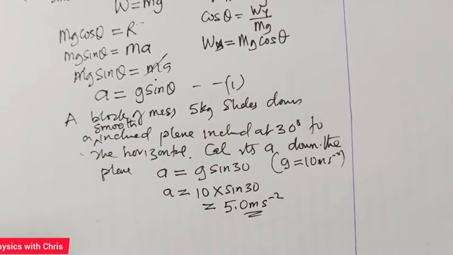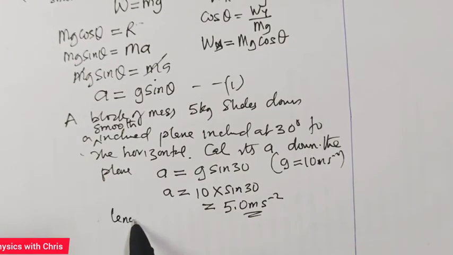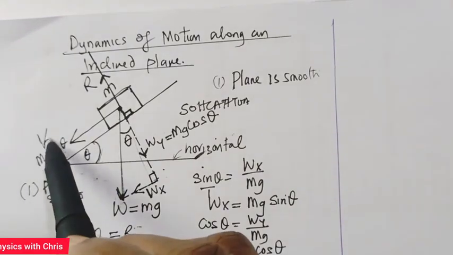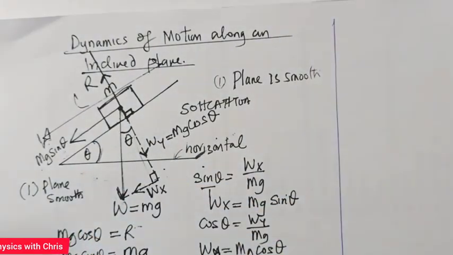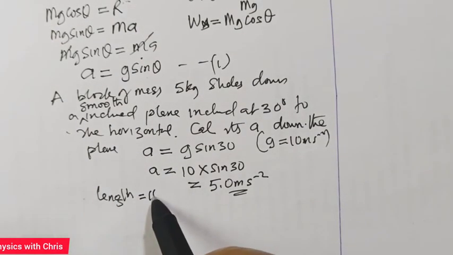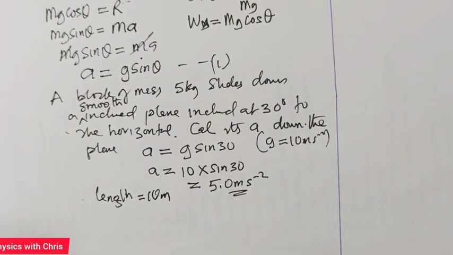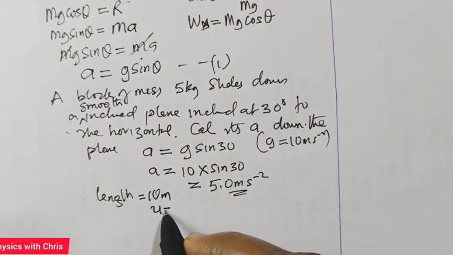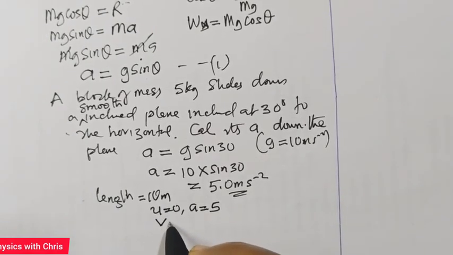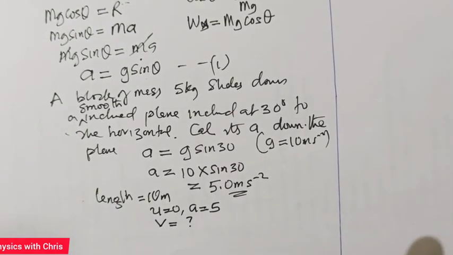They may go further to ask you, suppose the block starts rolling down from rest, and probably they give the length of the plane. You can see the length of the plane from here to this point, given as, let's say, 10 meters. They may ask you to calculate the speed of this block just before it leaves the plane. If it starts from rest, u is 0. We've already known our acceleration to be 5.